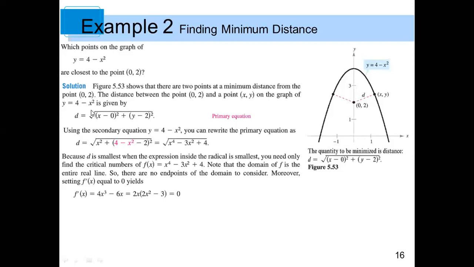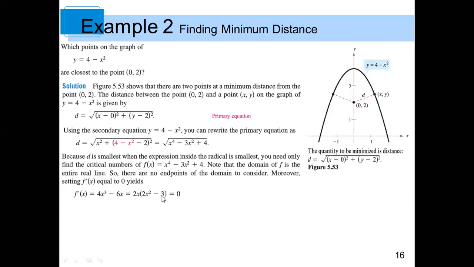So there's no endpoints in the domain to consider. But the further you go out on the x-axis, the further away, like if I go out more and more on here, it's going to make this point slide down further and further. It's going to get further away. Okay, but there's like this sweet spot right in here where you're going to have a minimum distance.